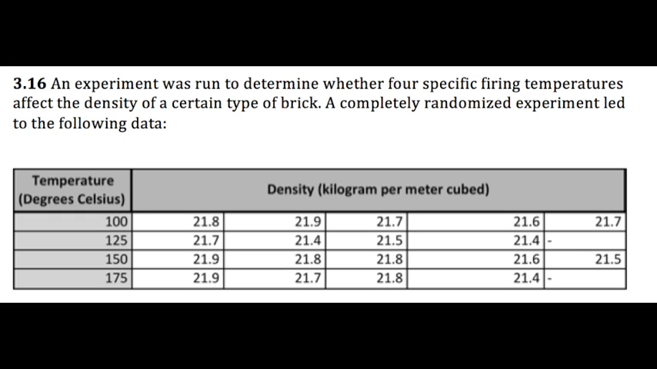Problem 3.16. Today I'm going to explain how the problem should be solved. First of all, the problem states an experiment was run to determine whether four specific firing temperatures affect the density of a certain type of brick. A completely randomized experiment led to the following data. At first, you can see the data.